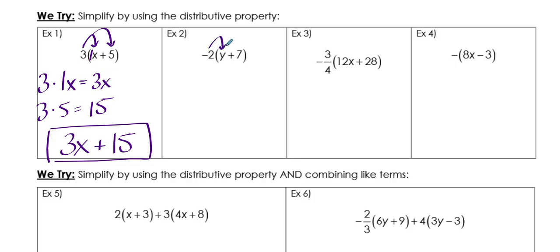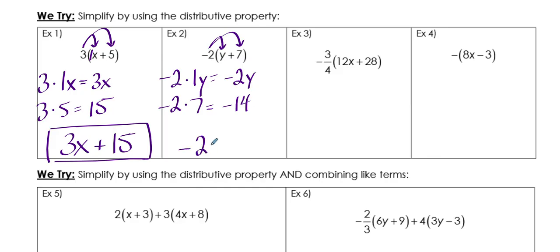Now we're going to take this negative 2 and distribute it into both terms here. Negative 2 times 1y and negative 2 times 7. Negative 2 times 1 is negative 2, so that becomes negative 2y. Negative 2 times 7 is negative 14. So again, whatever number we get from this, that sign shows up in our answer. Negative 2y minus 14.